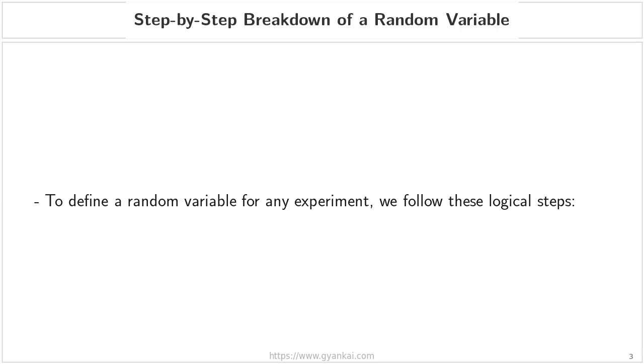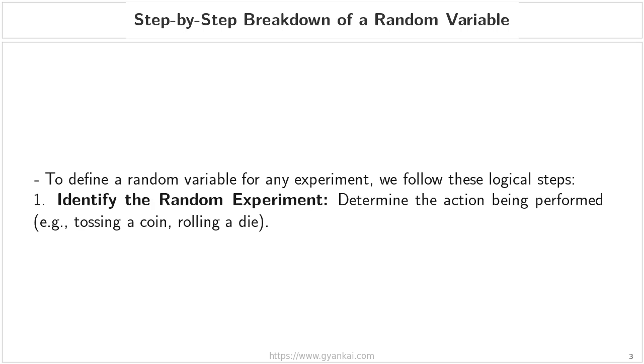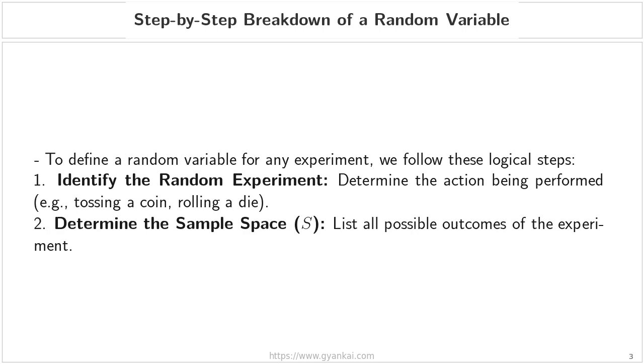First, you must identify the random experiment. This is simply determining the action you are performing. Are you tossing a coin, rolling a die, or perhaps sampling light bulbs from a batch, as we will see later? You need to know exactly what the event is. Second, once you have your experiment, you need to determine the sample space, which we denote with a capital S. This means you must carefully list every single possible outcome that could occur so that nothing is left out.